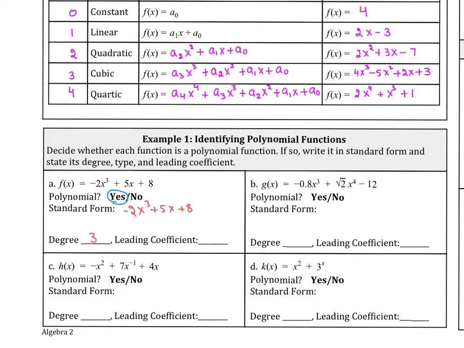Leading coefficient is the number in front of the highest exponent, and that number in front of the highest exponent or degree is negative 2. So the leading coefficient is going to be negative 2. Letter B, we can see that all the coefficients are real numbers. So yes, that's going to be your polynomial.